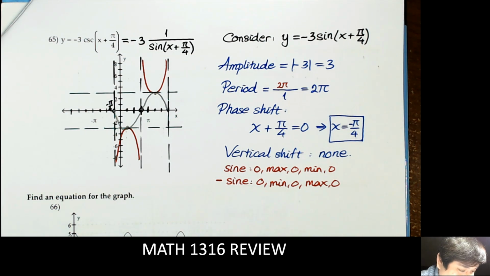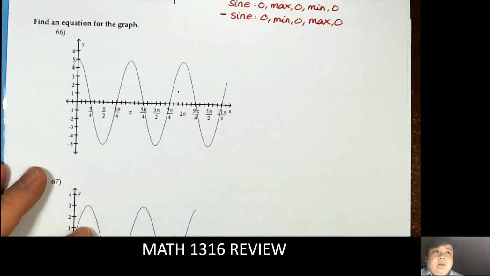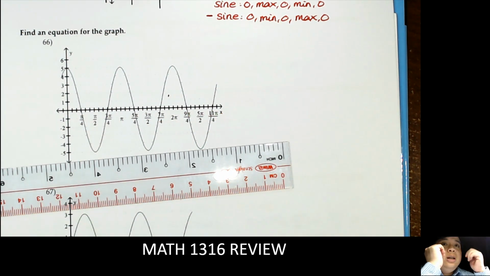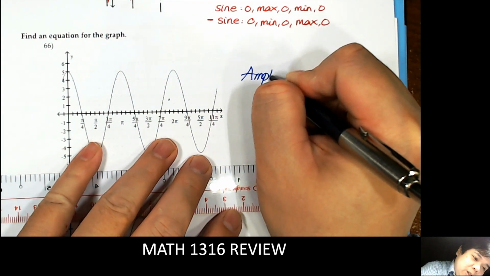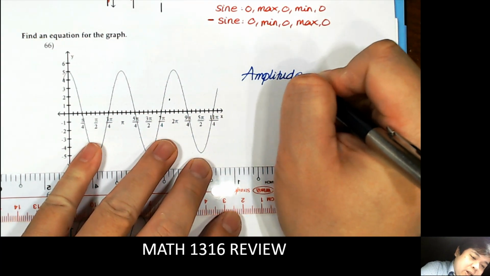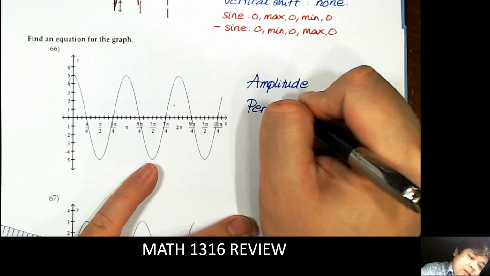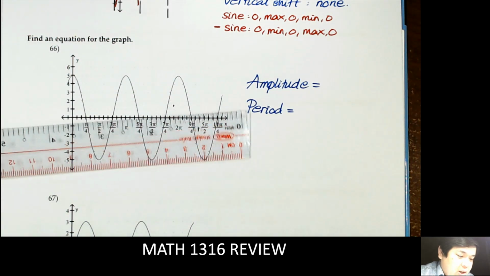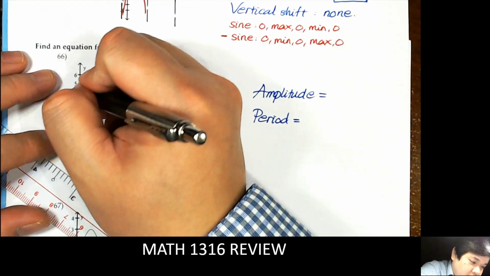Now we go to 66 and 67. For 66 and 67 we don't have the function, but we do have the graphs. So in this case, we still have to do the same thing: the amplitude, the period, even the phase shift and the vertical shift. Well, this one we don't have the phase shift or the vertical shift. Look at this graph.